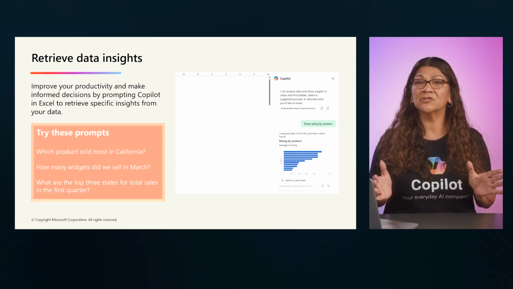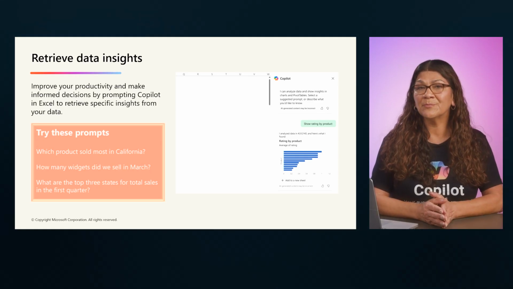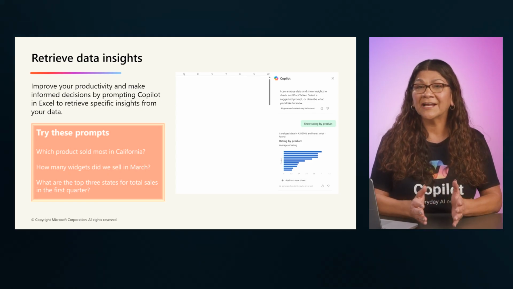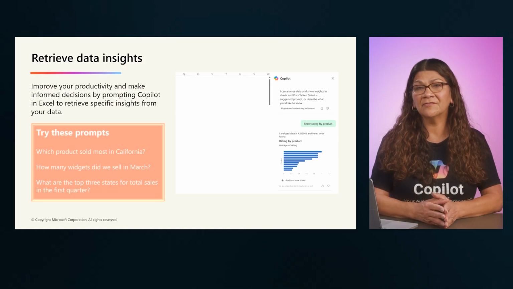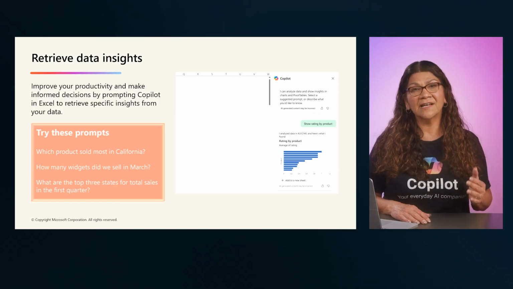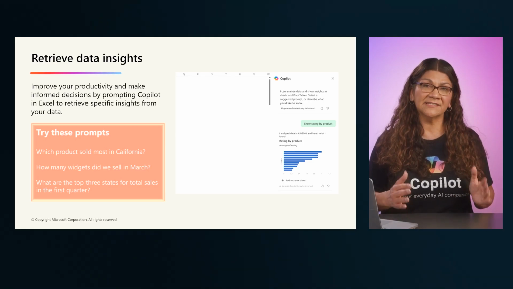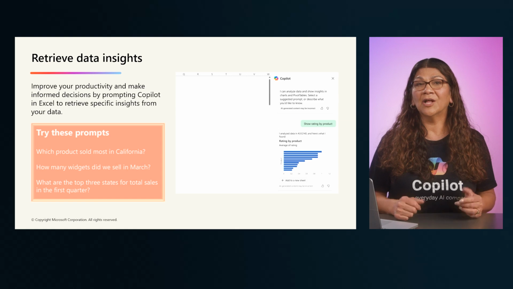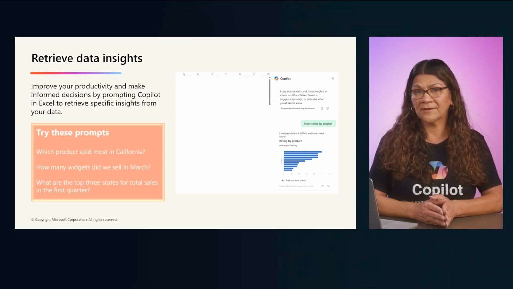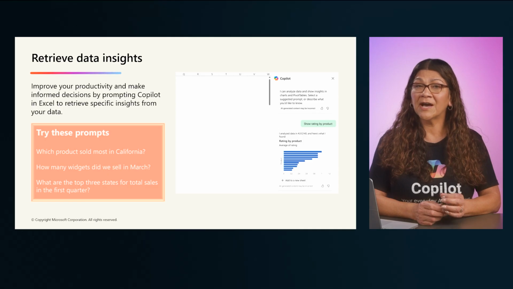Copilot in Excel helps you retrieve meaningful data insights by analyzing your data and surfacing patterns that would otherwise take time and effort to uncover. With simple natural language prompts, Copilot can identify top performing products, analyze sales trends over time, and summarize customer feedback to highlight common themes. These insights turn raw data into actionable information, helping you to make informed decisions, optimize strategies, and work more efficiently.